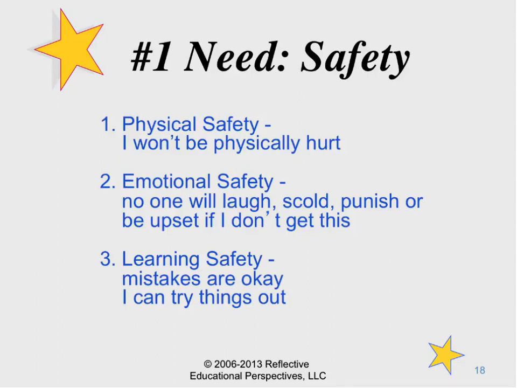How about emotional safety? No one will laugh, scold, punish, or be upset if I don't get this. And it goes along with learning safety. Mistakes are okay. I can try things out. I can take my time. I can learn the way I learn. This is so important for confidence and self-esteem. It's the number one thing. It's the totally number one thing that a child feels safe and believes that the adults around him or her believe in him or her.